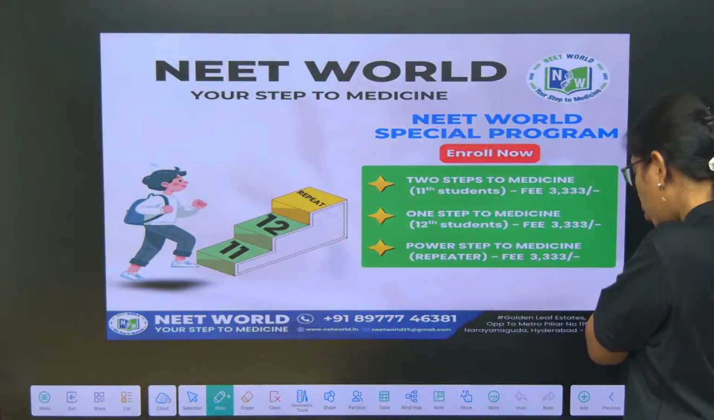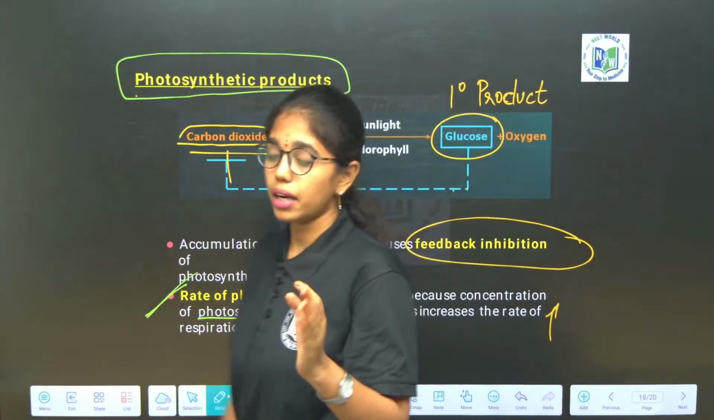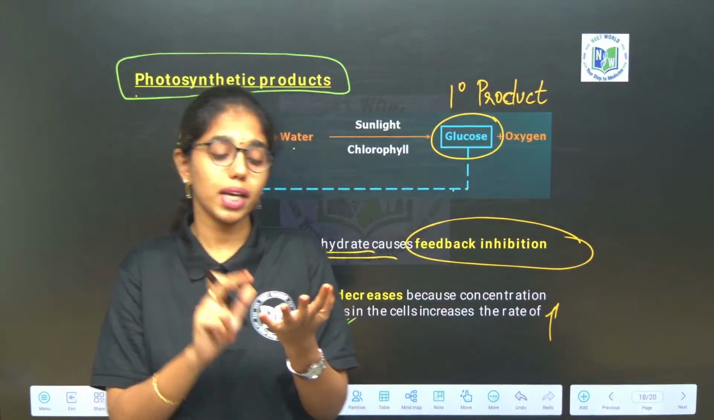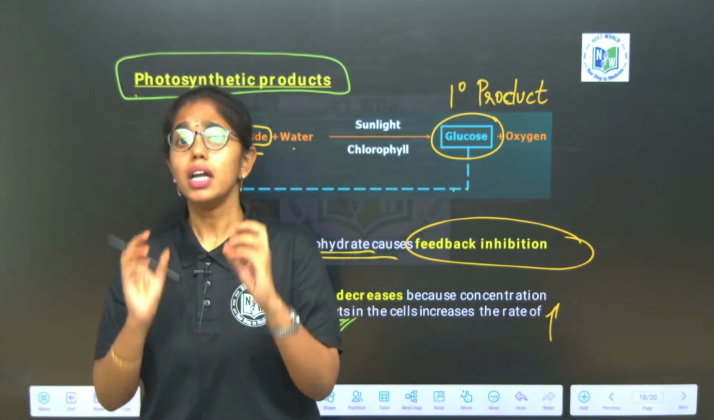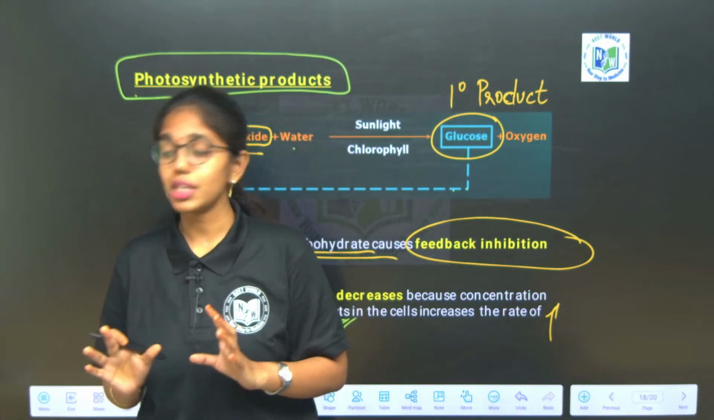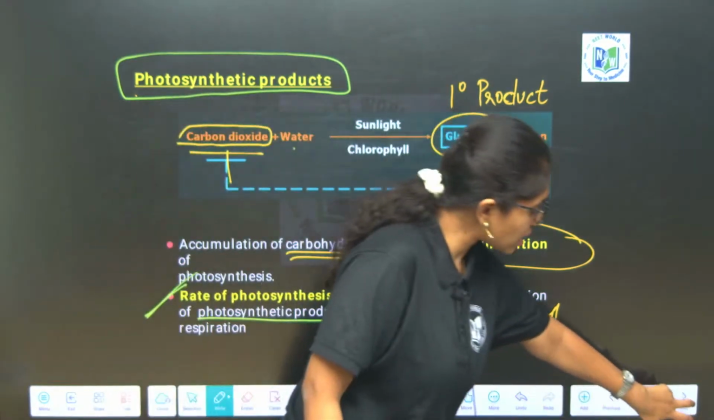So, with this the complete factors affecting photosynthesis are done. We have discussed totally about external factors and internal factors. Any doubts anywhere, just drop a message in the comment section. I will be answering and clarifying your doubts better. So, I'd like to sum up the session.